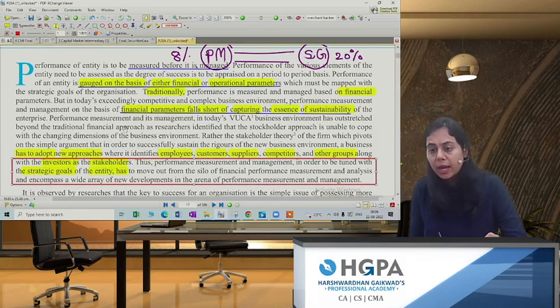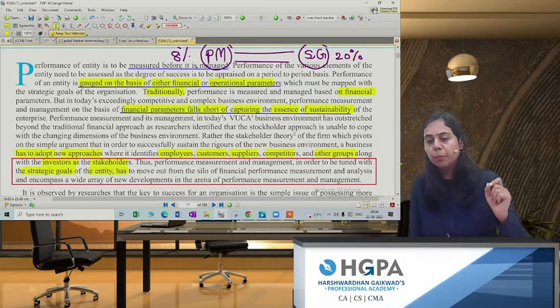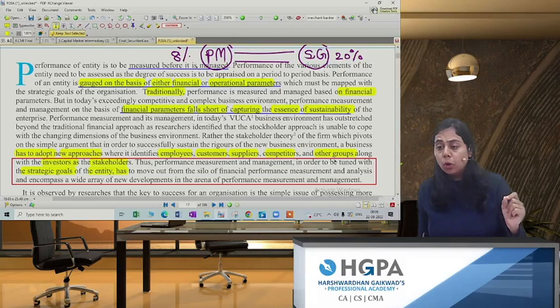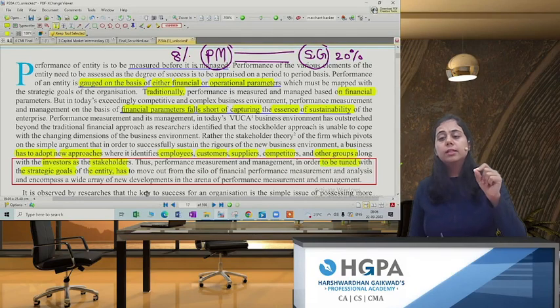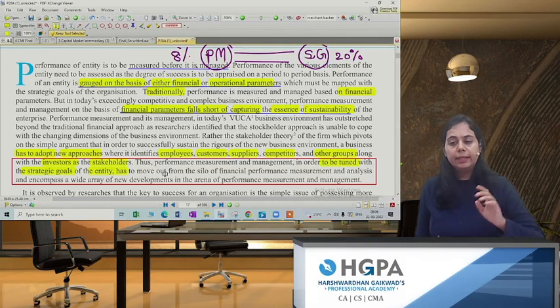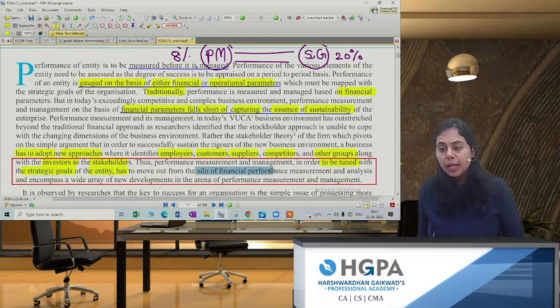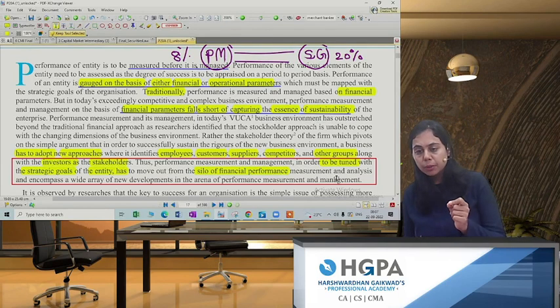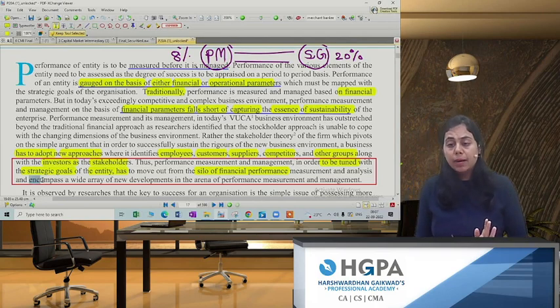Everyone, I'm highlighting this. It's very, very important. What? That in order to be tuned with the strategic goals of the entity, it has to move out from the silo of financial performance measurement and encompass a wide array of new developments. So ideally, there are 2 points which are highlighted here.